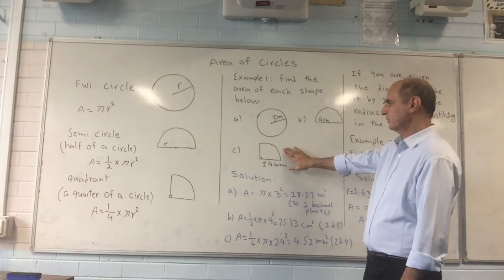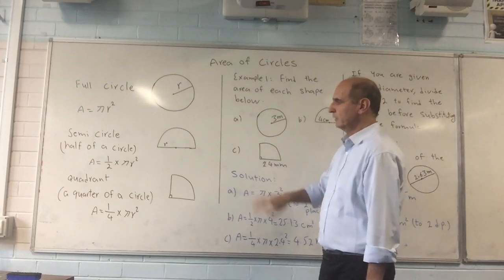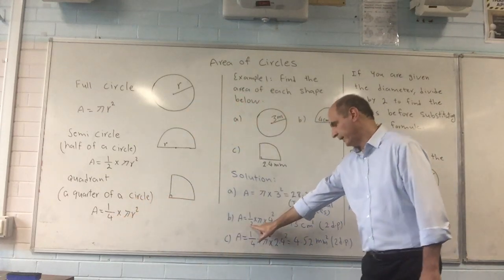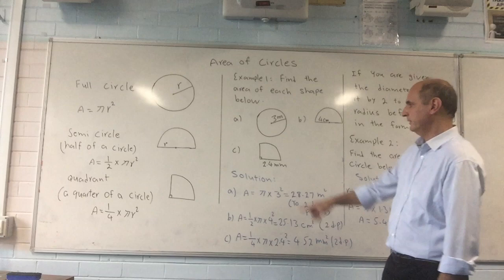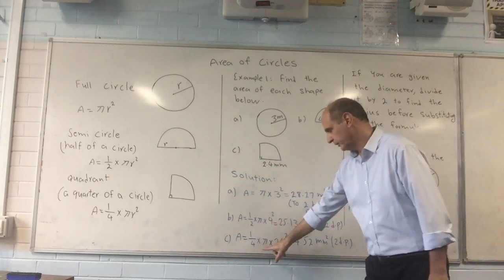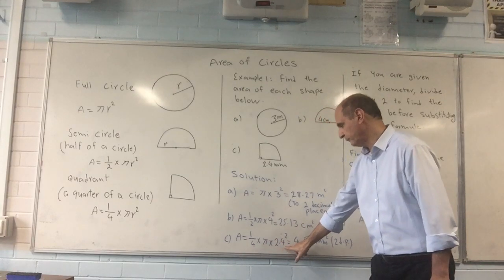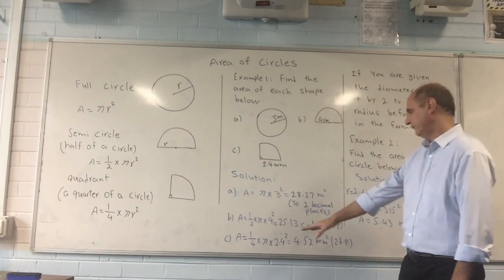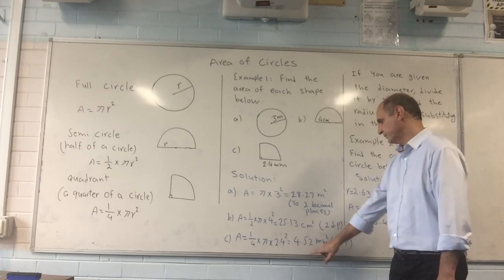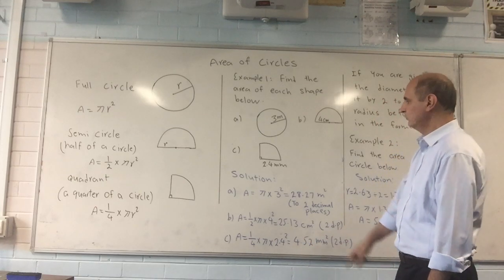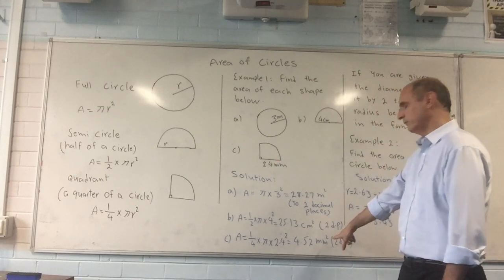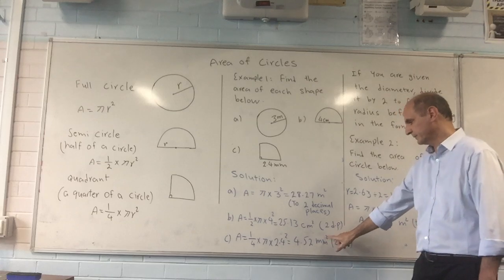For the last one, it's a quadrant, and a quadrant has got a quarter of a circle, so a quarter times pi r squared. And you type this in your calculator, and your radius in this case is 2.4. So a quarter times pi times 2.4 squared. When you put that in your calculator and write it to two decimal places, you get 4.52. Here it is millimeters, this radius, so the area will be square millimeters.